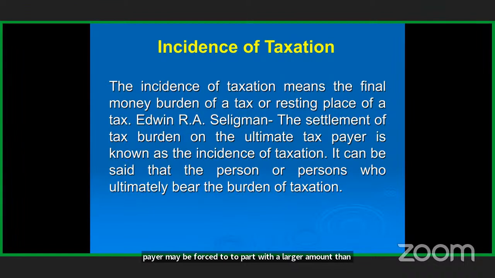So the money burden means the amount of tax which has to be paid by the taxpayer to the government. But the real burden relates to the sacrifice which the imposition of a tax entails on the taxpayers.